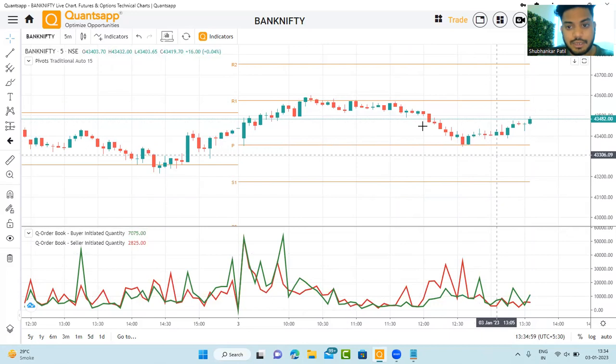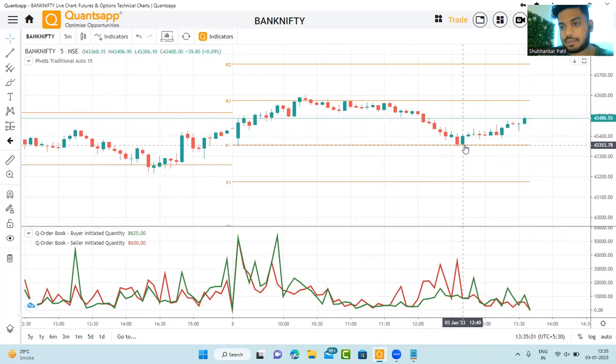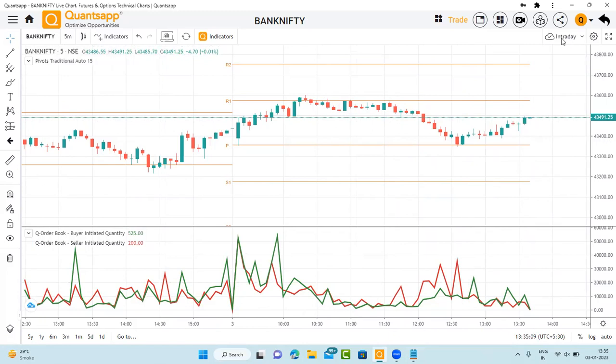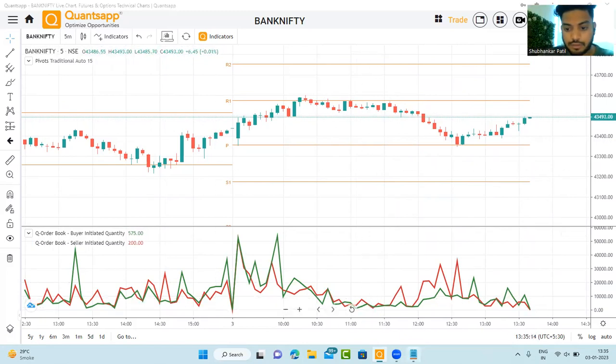Other than that, you can save it by pressing Ctrl S or tapping on this save panel out here. This is the save panel you should click on if you want to save this layout, so that you don't need to do this process again and again.